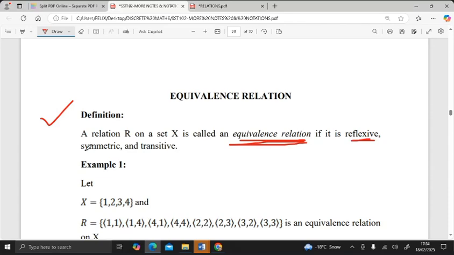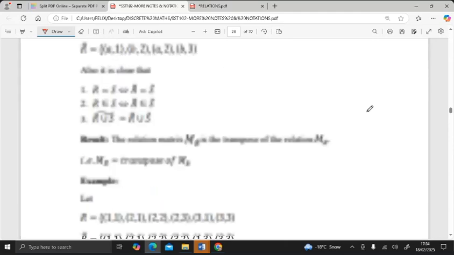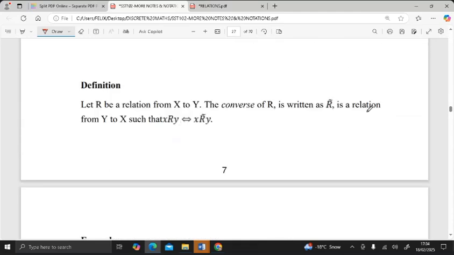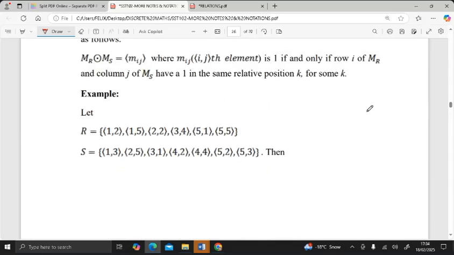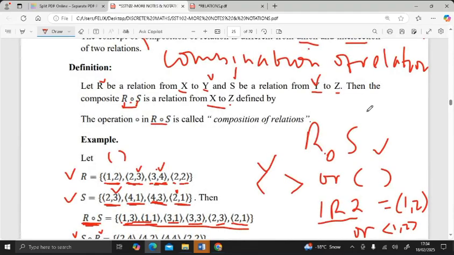We said that a relation is said to be an equivalence relation if it is reflexive, symmetric, and transitive. And I think you still remember this when you're talking about reflexive, just to remind you using these notes.